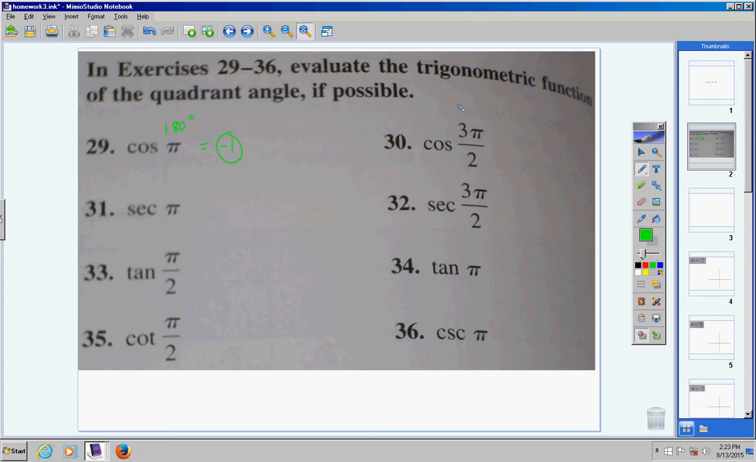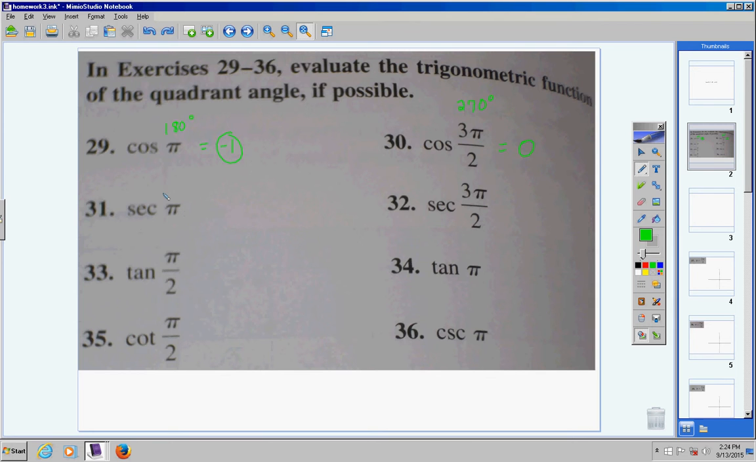Cosine of 3 pi over 2. Now if you convert 3 pi over 2 to degrees, you'll get 270. You should know how to do that, okay? So you should know whether or not your calculator is in degrees or radians, okay? Mine is in degrees, so I'm going to type in cosine of 270 and get out 0. So the cosine of 270 is 0.